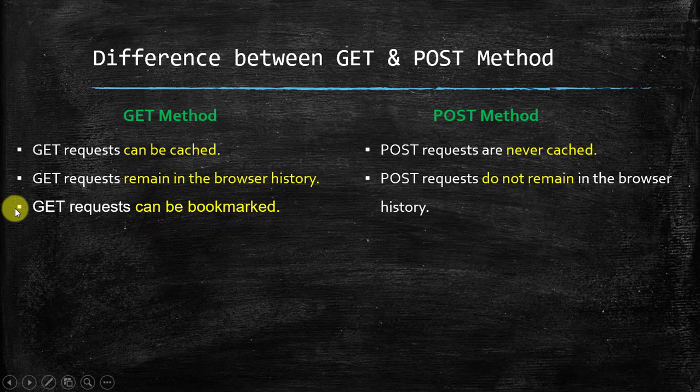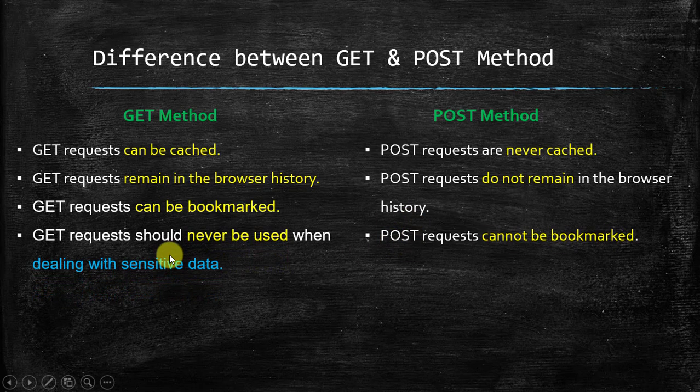Now the third difference is get request can be bookmarked. It means if we want to store all the information that we are sending using the get method, then we can store all this information in the bookmark. But if we use the post method to send our request, then we cannot store the information sent with the post method in our bookmark.